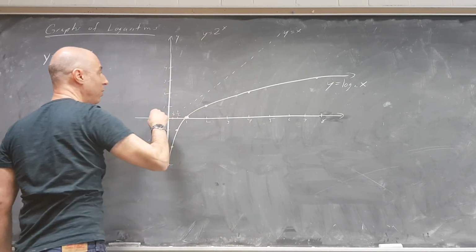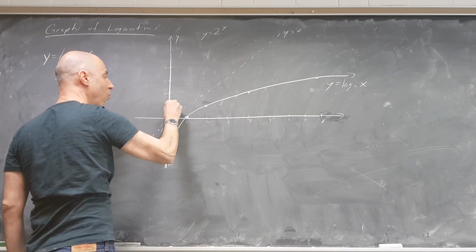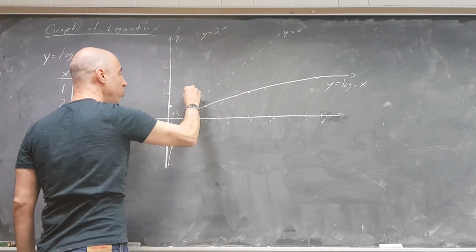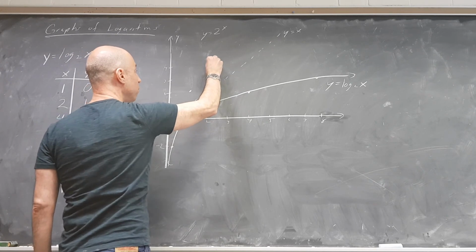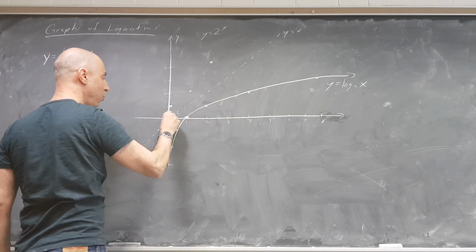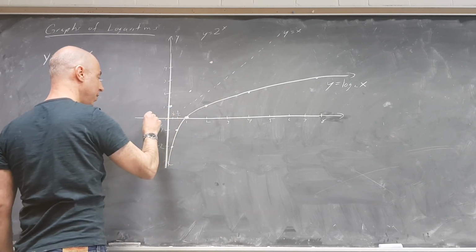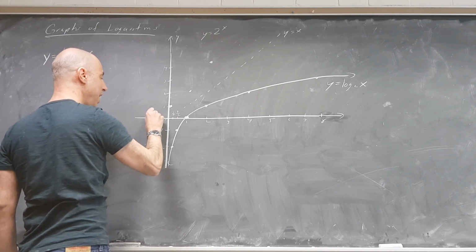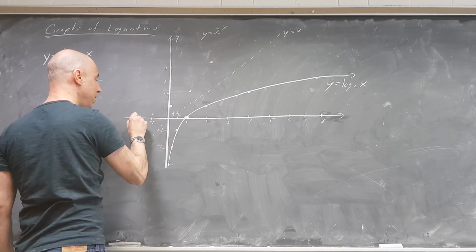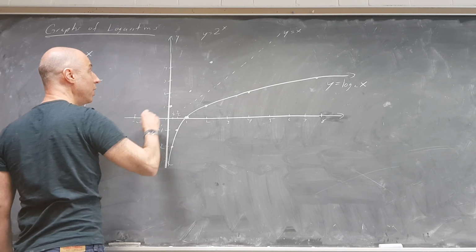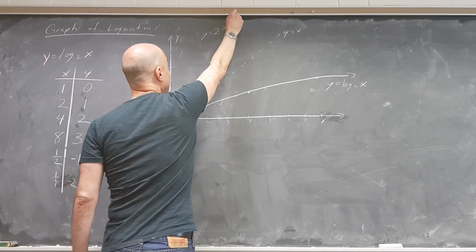We've already graphed y equals 2 to the x. It goes through the point 0, 1. It goes through the point 1, 2. It goes through the point 2, 4. It goes through the point -1, 1/2. It goes through the point -2, 1/4. It goes through the point 3, 8, and so on.